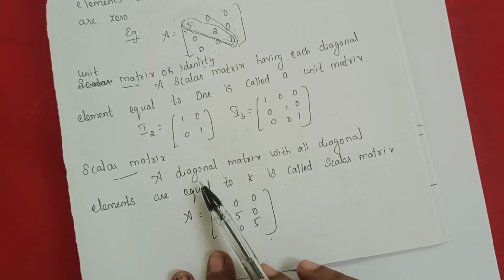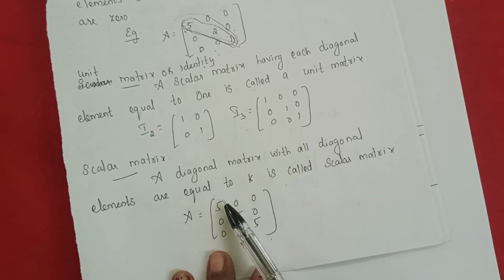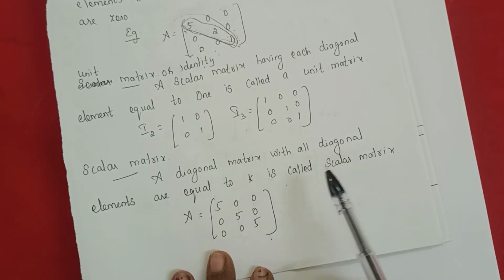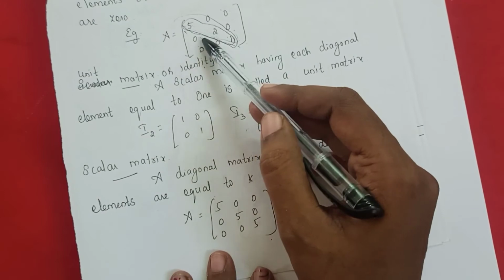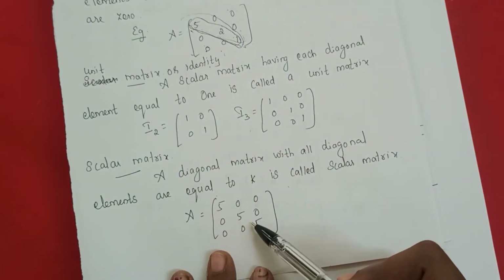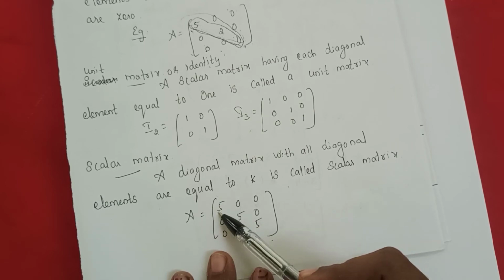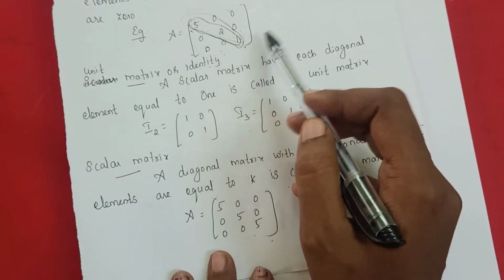So because of that, we are saying the definition is a diagonal matrix with all the diagonal elements equal to K. So diagonal elements are all equal to K. Here the numbers will be different in a diagonal matrix, but in the scalar matrix the diagonal elements are all the same. Understand? So 5 means here 5, here 5. So everything will be the same. But in a diagonal matrix it will be different.